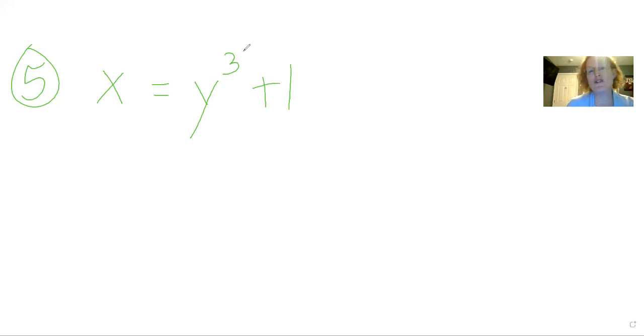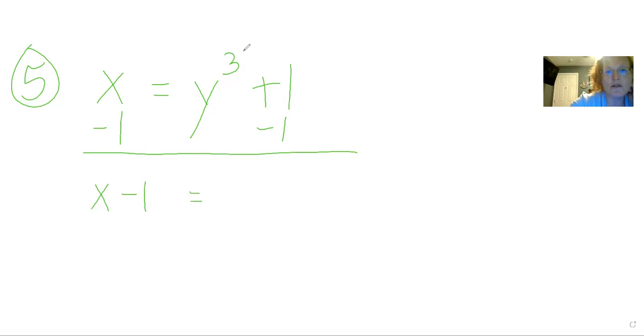So the first thing that you should probably notice is, okay, we've got two things with the y. We've got this raised to the third power, and we've got this plus 1. So what we want to do is get rid of the plus 1 first. And the way that we're going to do that is to subtract 1 right there. And that's going to give me x minus 1 equals plain old y cubed.